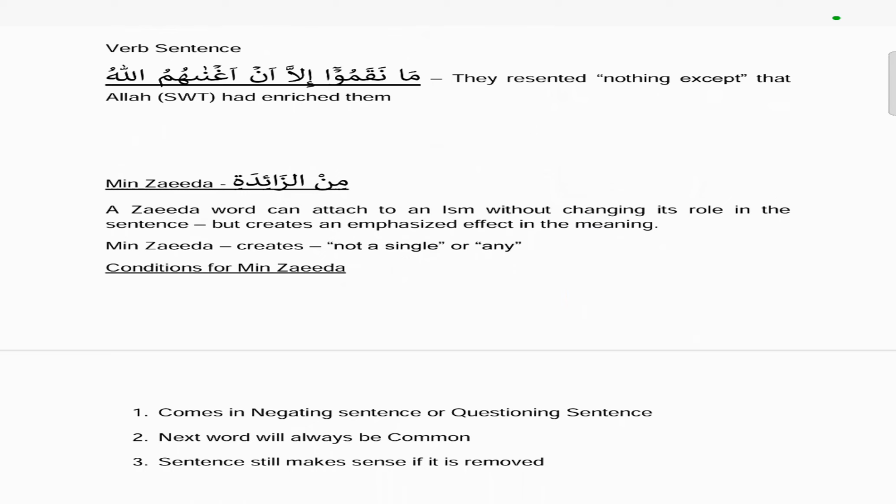So a verb sentence example would be ma naqamu illa an aknahumullahu, which means they resented nothing except that Allah had enriched them. And so again the ma comes before the fi'l and the illa comes after it. And if you removed it, then it would be they resented that Allah had enriched them. So it still makes sense.